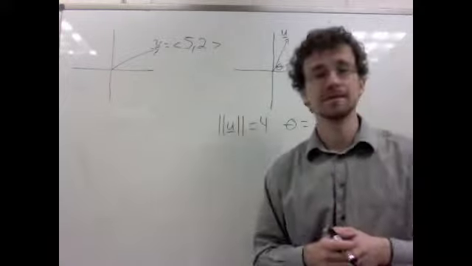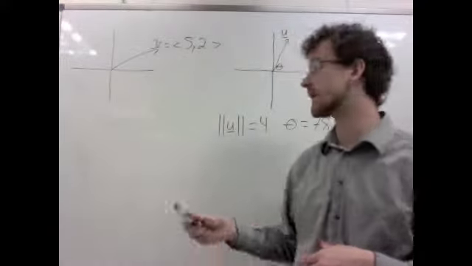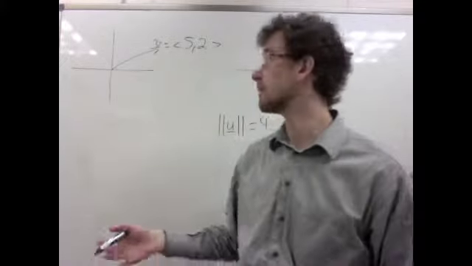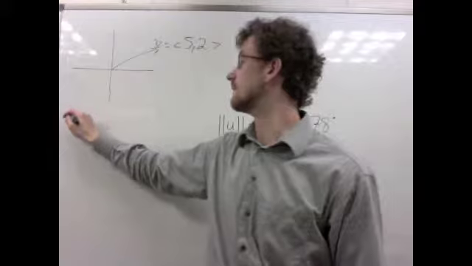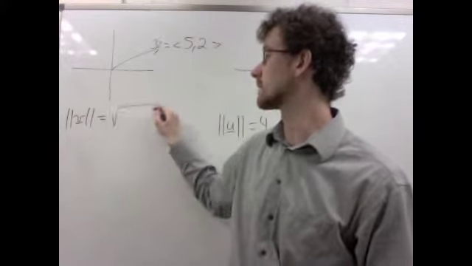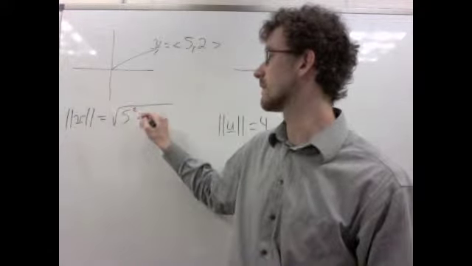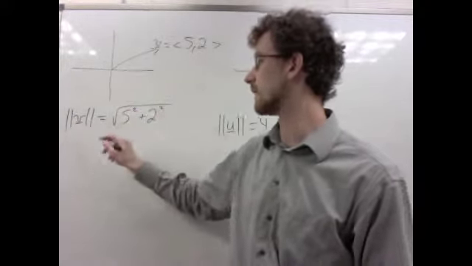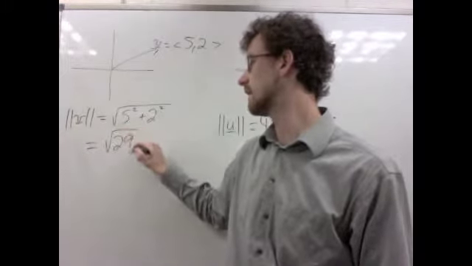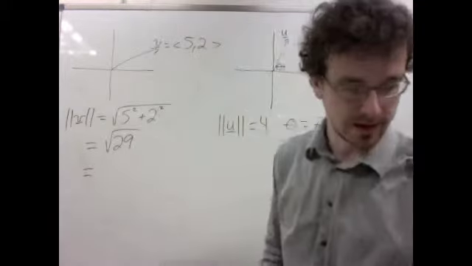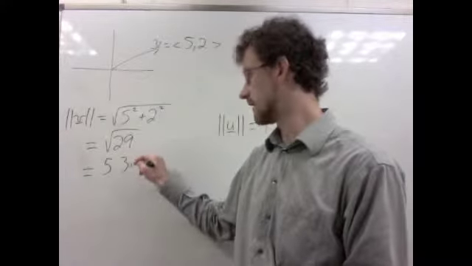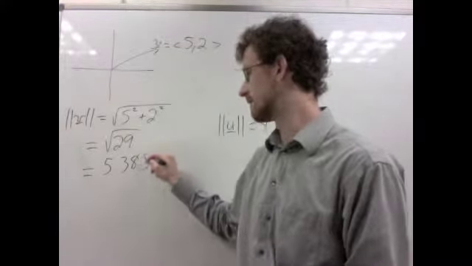Let's do a couple of quick examples of going from component form to magnitude and direction, and going from magnitude and direction to component form. If we're given a vector in component form, to find the magnitude of the vector, we simply use the Pythagorean theorem. So the magnitude of the vector is the square root of the x component squared plus the y component squared. 5 squared is 25, 2 squared is 4, it's root 29, which we can punch into our calculator and get 5.385, etc.